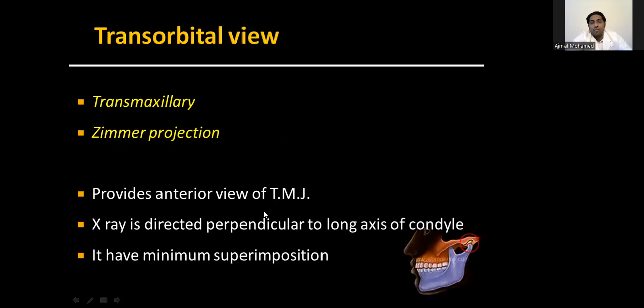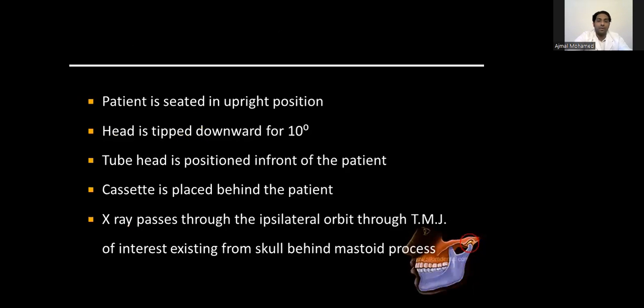And the next thing is the transorbital view, and this is also called the transmaxillary or Zimmer's projection. When you compare this transorbital with transcranial and transpharyngeal, here the X-ray tube is actually kept in front of the patient, that is in front of the orbit. So this will help to identify the anterior view of the TMJ. So here the X-ray is actually directed perpendicular to the long axis of the condyle, and it has minimum superimposition. But the main disadvantage is that it is very difficult to reproduce the image.